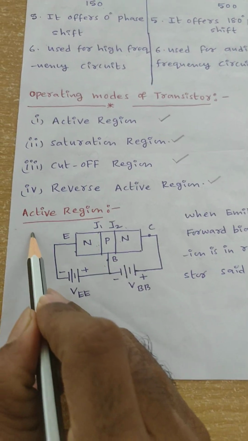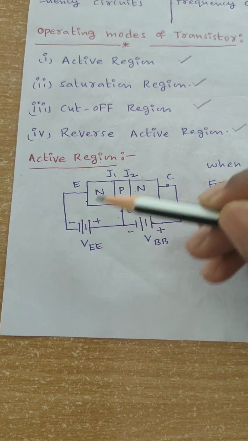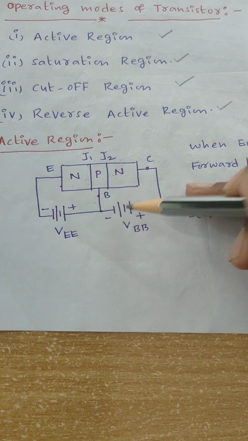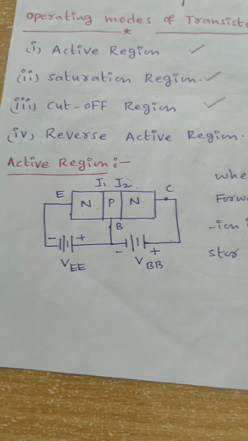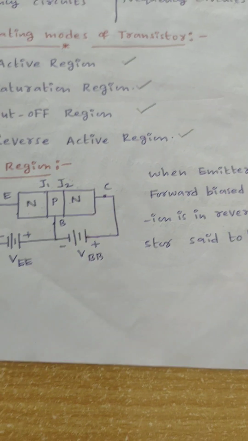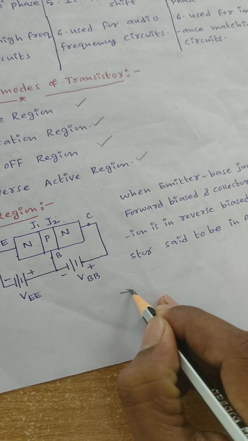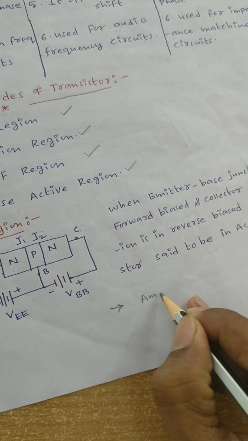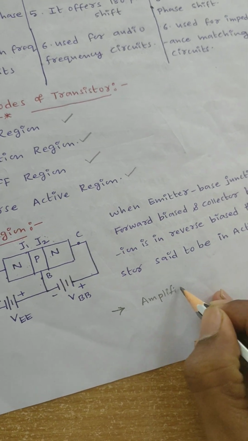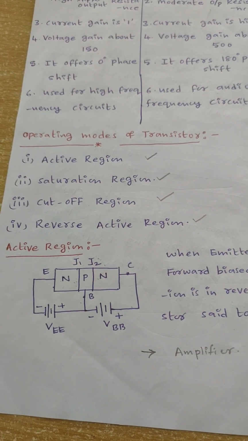First, the active region. In the active region, junction J1 is in forward bias and junction J2 is in reverse bias. When J1 is forward biased and J2 is reverse biased, the transistor is in the active region. In the active region, the transistor acts as an amplifier. That is the application in the case of the active region.